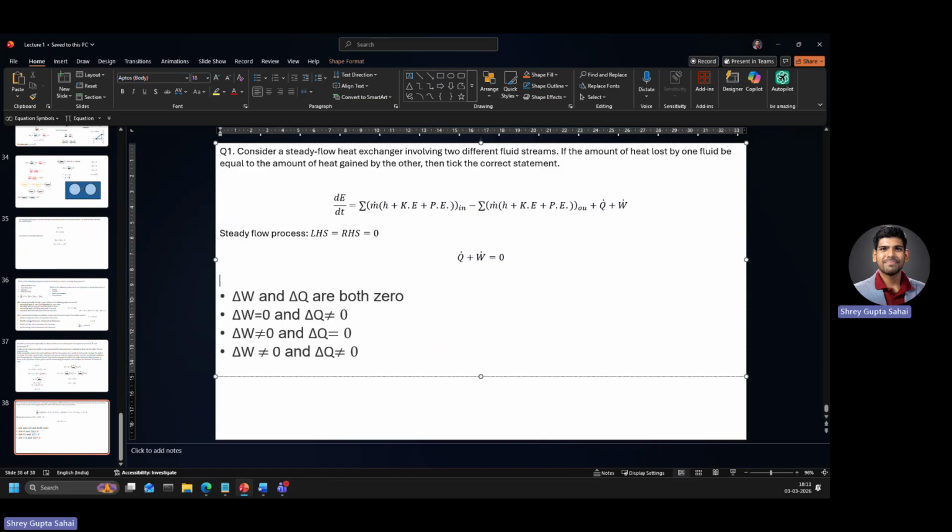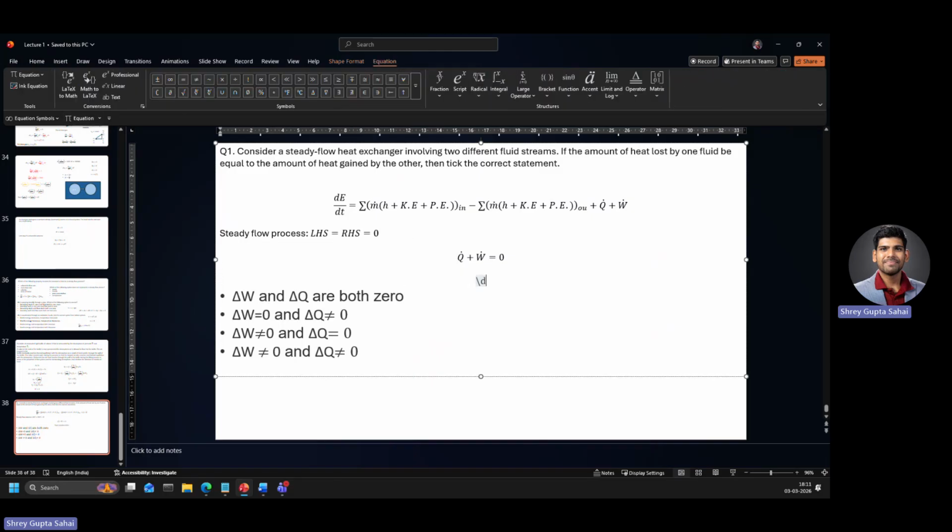In a heat exchanger, generally we are able to write this kind of thing: m dot cold stream, h in minus h out, equals m dot hot stream, h in minus h out. This will hold for the hot stream, and this will hold for the cold stream.